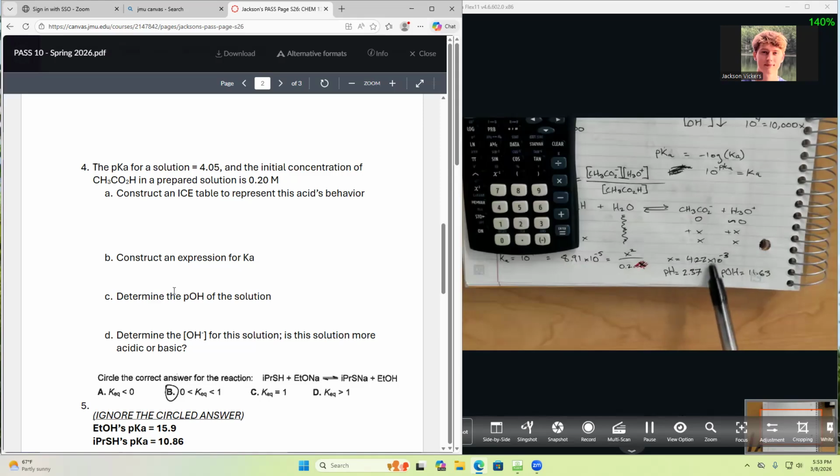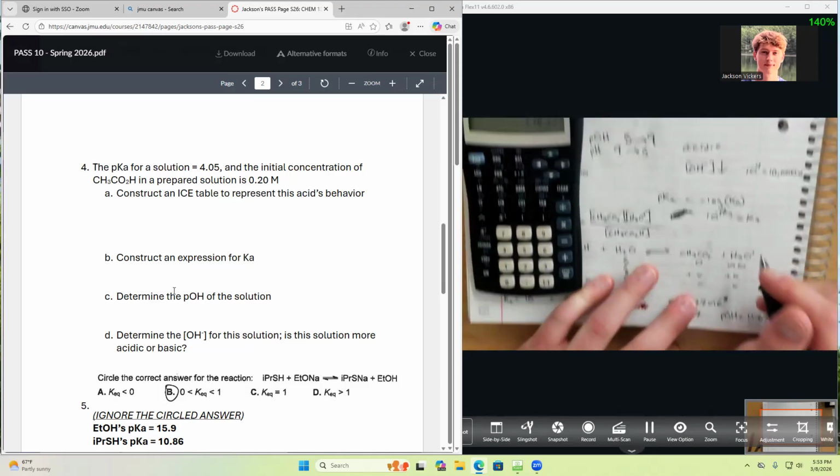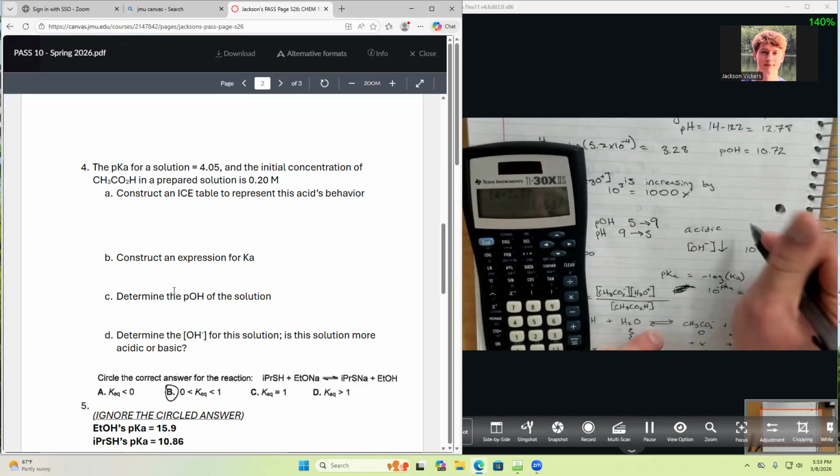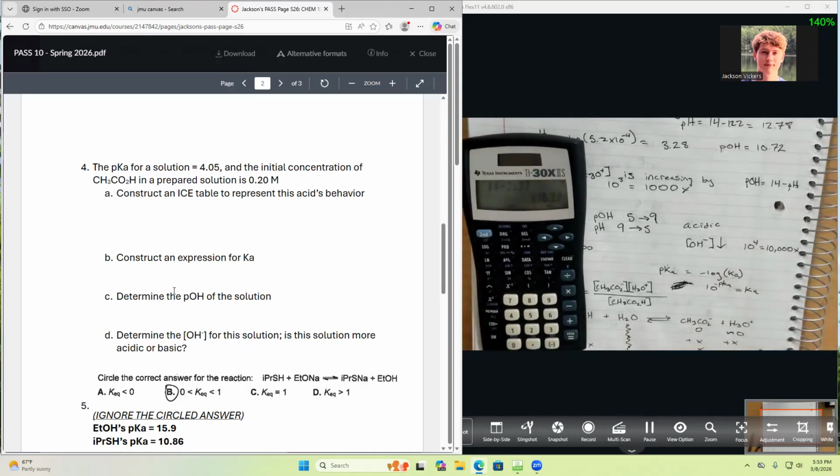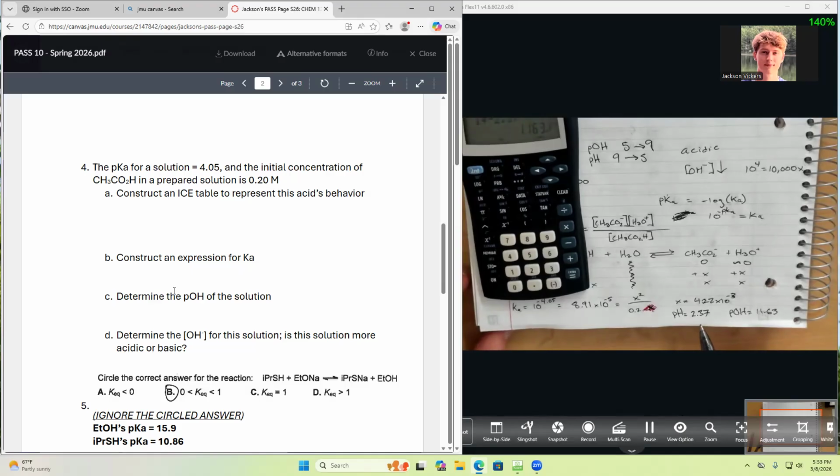How do you get from this to this? No, I have the x value. How do you get the pH to pOH? So the pOH is always, I'll write this up here, pOH is 14 minus the pH. So I did 14 minus 2.37.